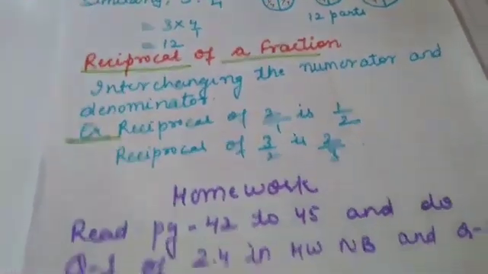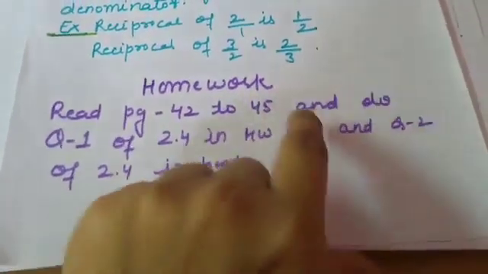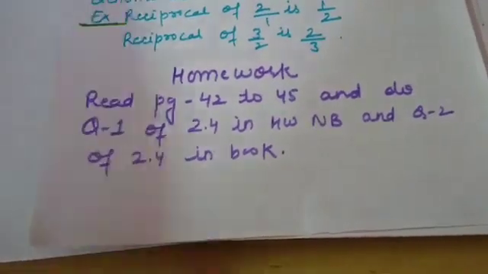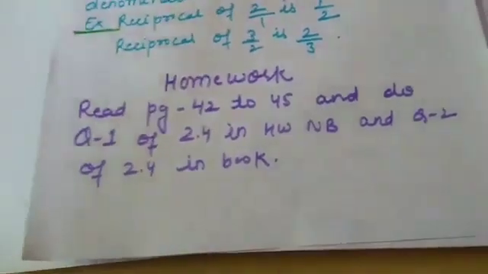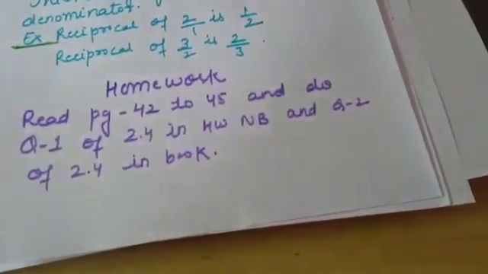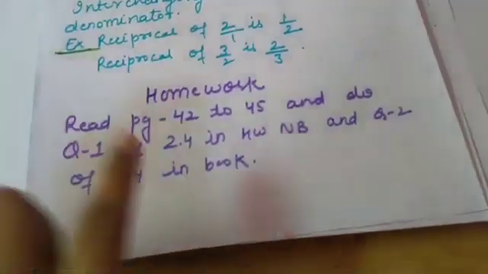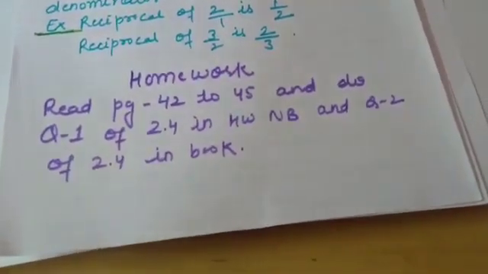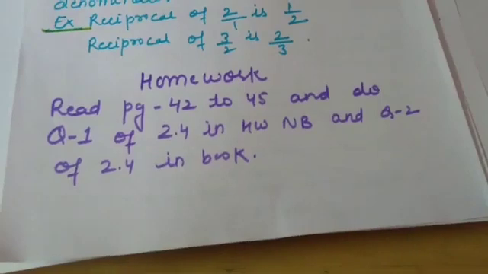Now come to the homework. Your homework is to read pages 42 to 45 of NCERT and do question number 1, which I think includes 7 parts, in your homework notebook. And question number 2 of 2.4 you have to do in the book, and this also includes 6 parts. So this is your homework for lecture number 5. I request everyone to note down your homework. I hope you all have noted down.